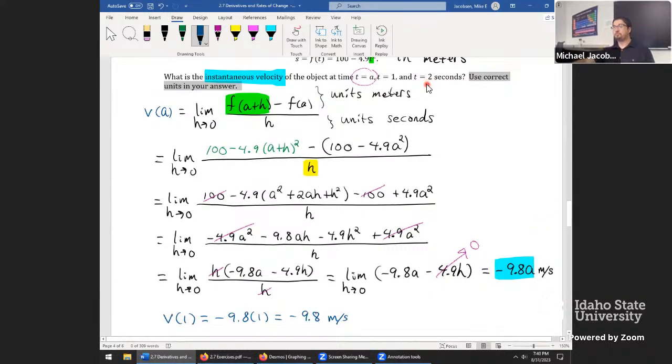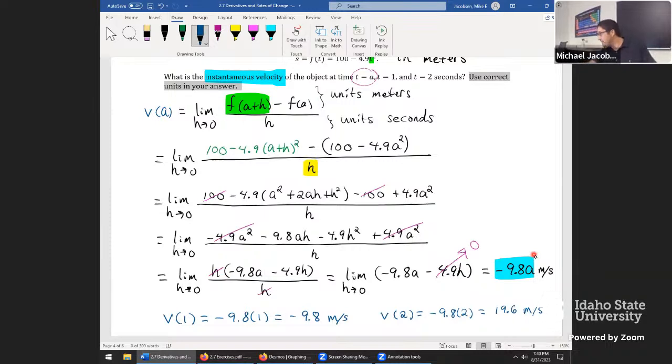Then if we do it at time 2, it's the same kind of spiel. Velocity at 2 seconds. We'll go back to this function here. Let's see, plug in a 2. And that should be something like, oh geez, 19.6. Awesome, thank you for the help on that. Meters per second. Oh, thanks for the negative sign. Negative 19.6 meters per second.